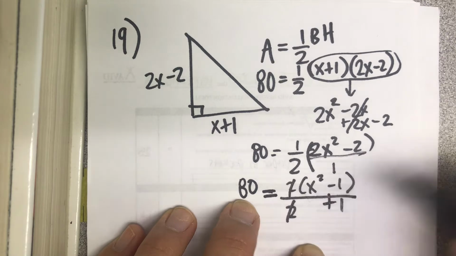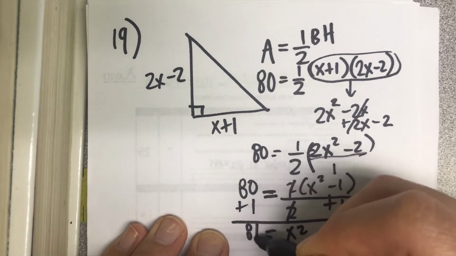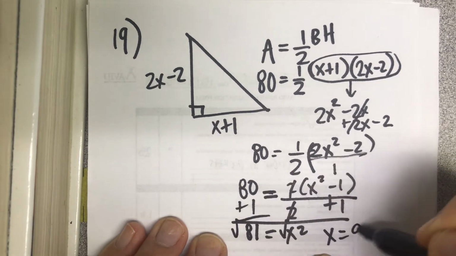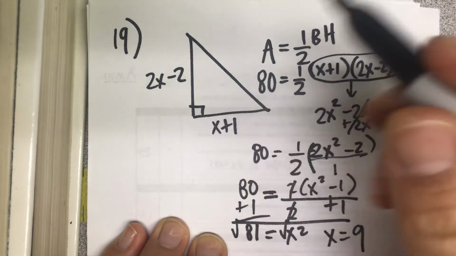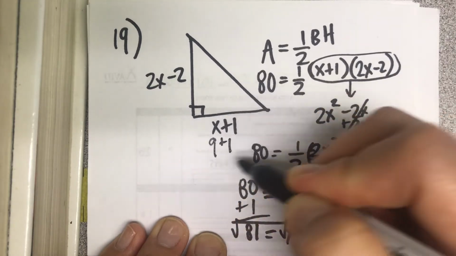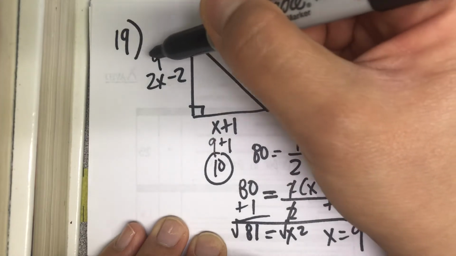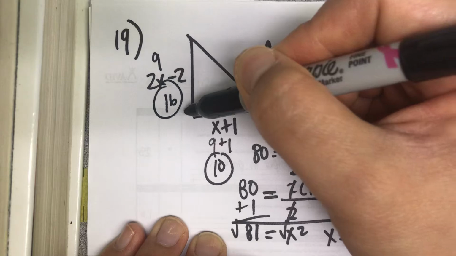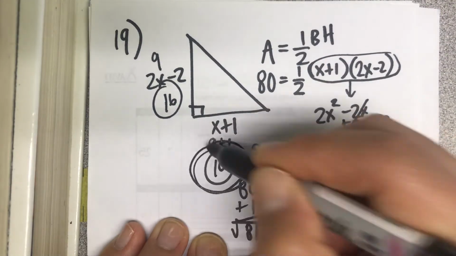Okay, so let's go plus 1 here, plus 1 here. We're going to get x squared equals 81. And square root this, square root that, x will equal 9. Okay, so that's not what it equals. You got to take this x and plug it back in. So if you were to go 9 plus 1, that will equal 10 on this side. If you put 9 times 2 is 18 minus 2, this would be 16. So which one is the shorter leg? 10 is the shorter leg, and 10 is your answer.